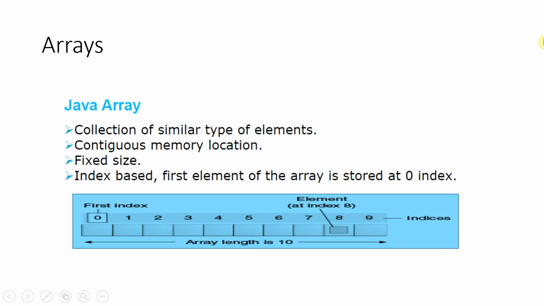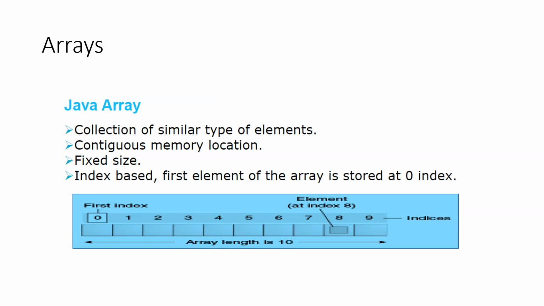So now let's look at the concept of arrays, a data structure. It's basically a collection of similar type of elements, and it's a fixed size. So you decide what the size of that array is, and it can store values in that, and it is index based. The first element of the array will be available at index 0.